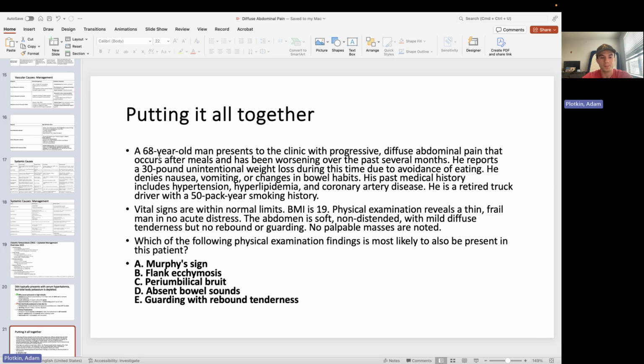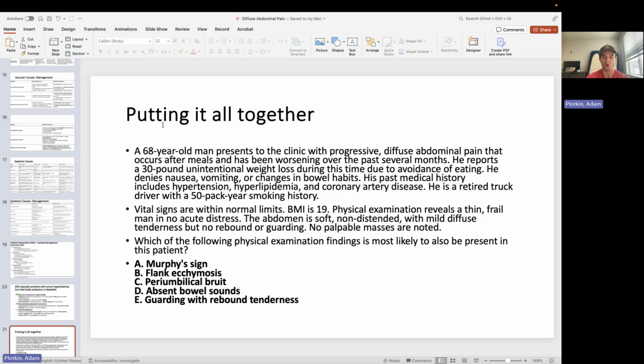So putting it all together, we have a 68-year-old man presents to the clinic with progressive diffuse abdominal pain that occurs after meals and has been worsening over the past several months. He reports a 30-pound unintentional weight loss during this time due to avoidance of eating. He denies nausea, vomiting, or changes in bowel habits. His past medical history includes hypertension, hyperlipidemia, coronary artery disease. He's a retired truck driver with a 50-pack-a-year smoking history.